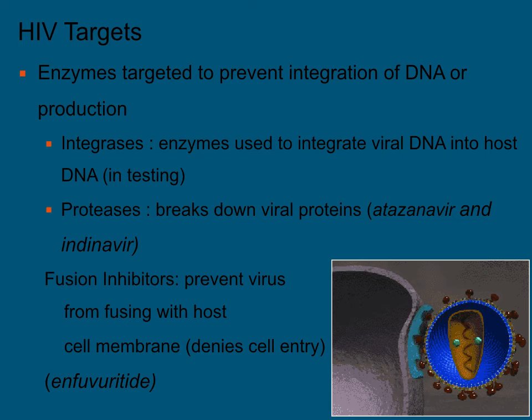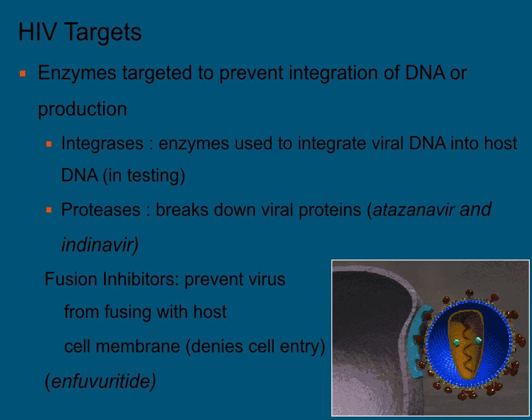HIV, during replication, if you remember from previous units, has three enzymes it brings with it. It brings, of course, reverse transcriptase, which reverse transcribes its RNA into DNA. It also brings integrase. Integrase is the enzyme that it uses to integrate its genetic material into the cell's genetic material. And then it brings protease. And protease is an enzyme it uses to break down the host proteins and turn around and activate the other HIV proteins to get everything started.